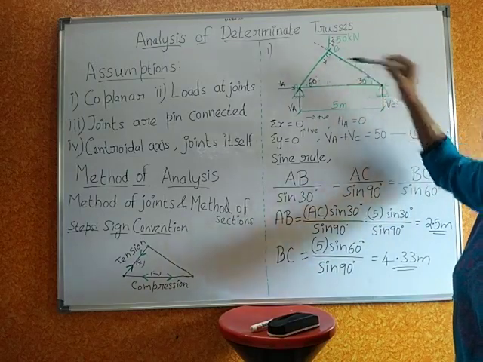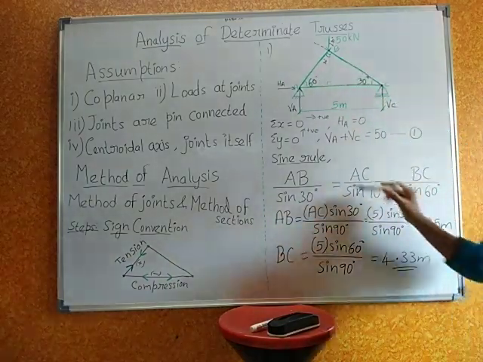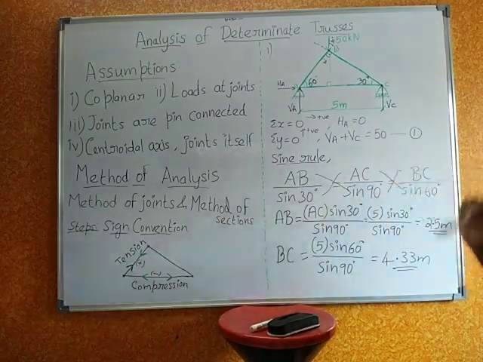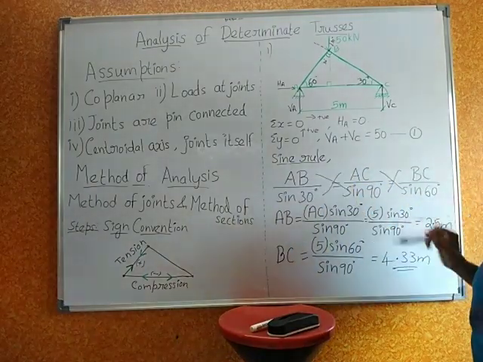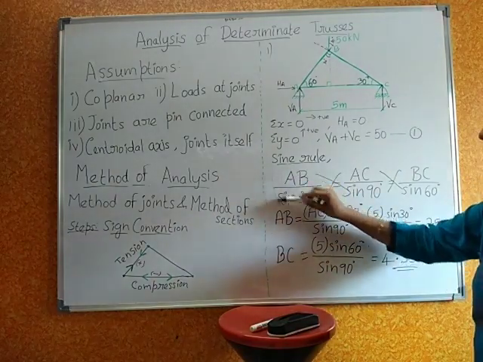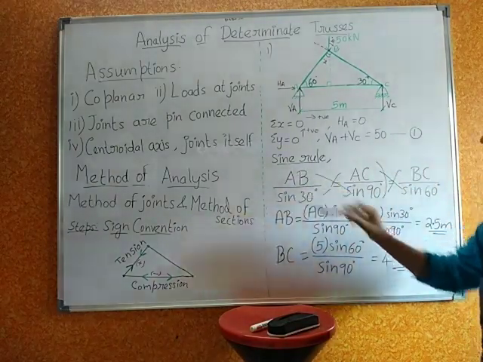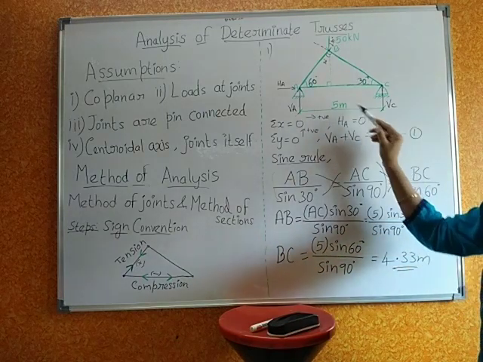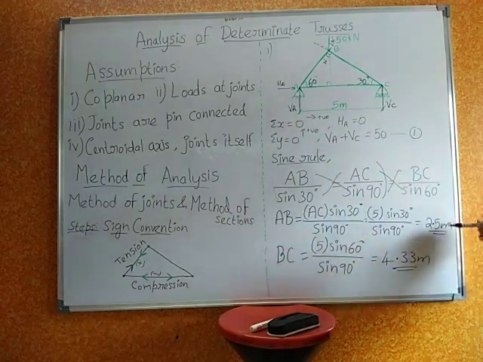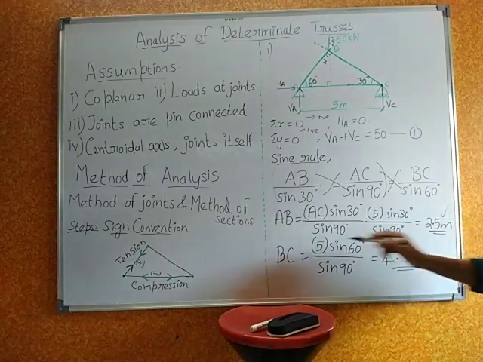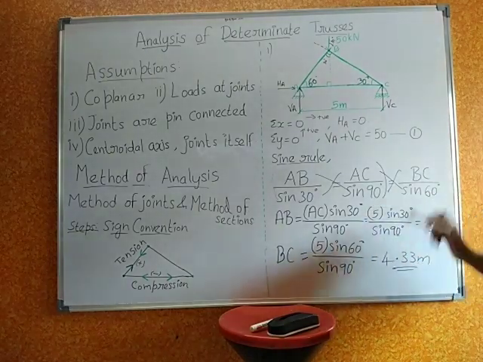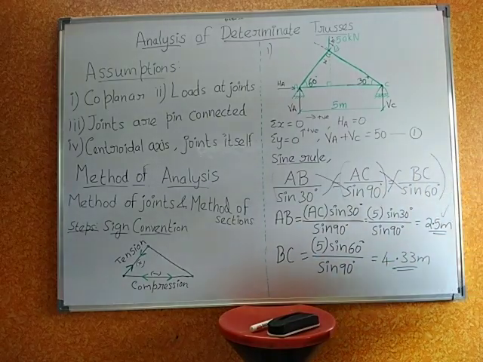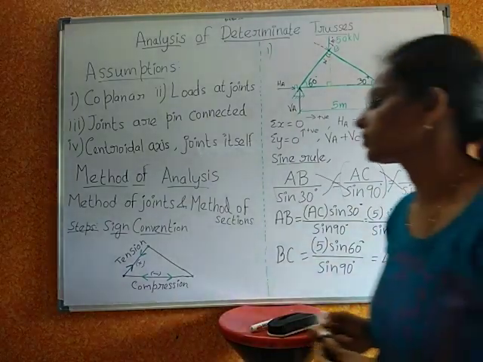BC, opposite angle is 60, so sine of 60. Just cross multiply it. AC is known over here, so just find out AB and BC. First take the combination of these two equations. You will have AB equals AC sine 30 by sine 90. AC is 5 meter, just substitute it, you will get 2.5 meter. Next BC, substitute, cross multiply these two and get the value, that is 4.33 meter.